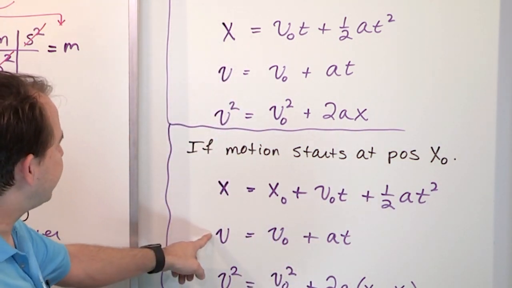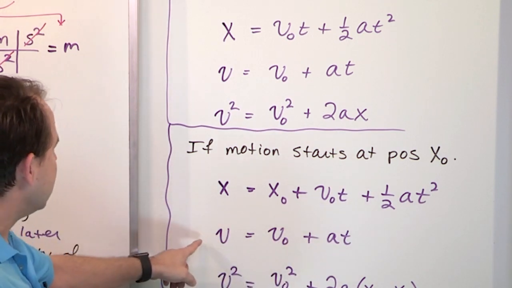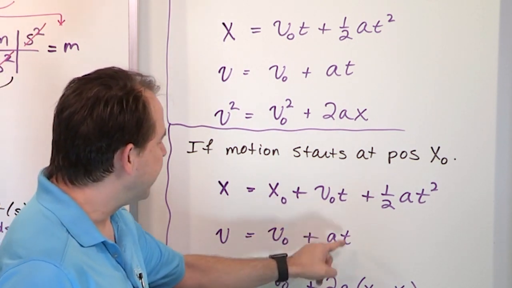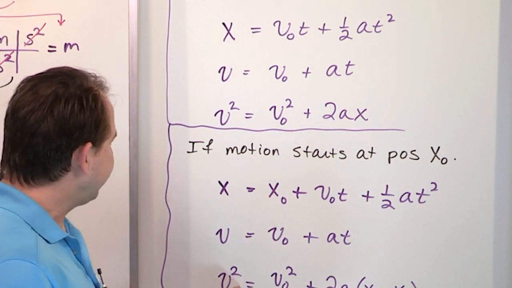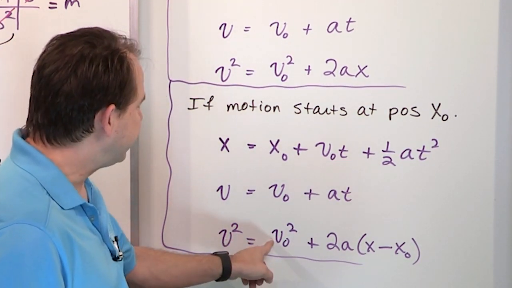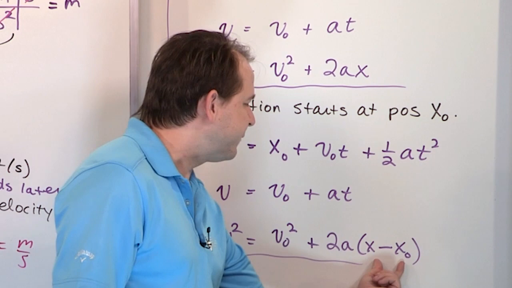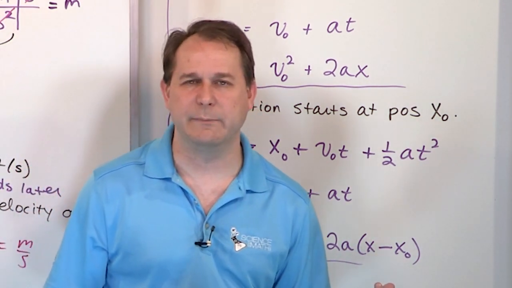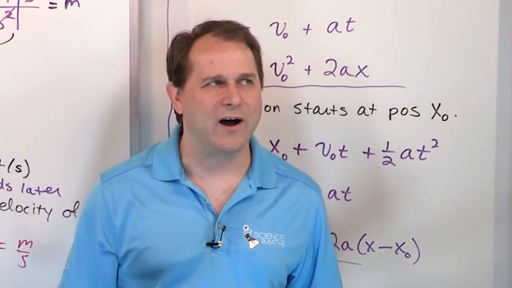This equation doesn't change at all because there's no x in it anywhere. Final velocity is initial velocity plus a times t. This one does change slightly though. The final velocity squared is the initial velocity squared plus 2a times (x minus x naught). This often confuses people. What is x minus x naught anyway?